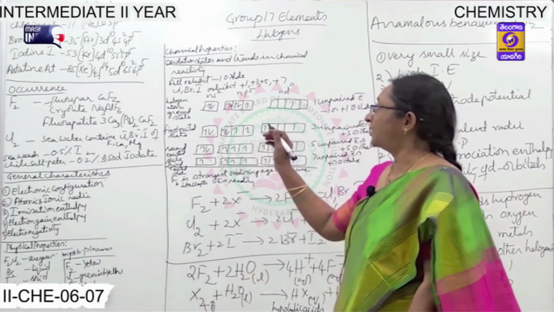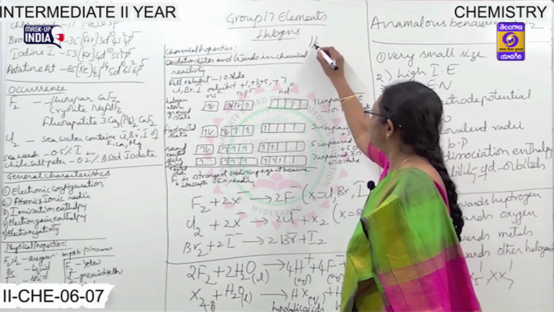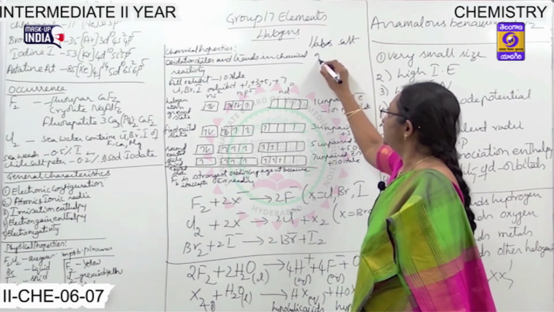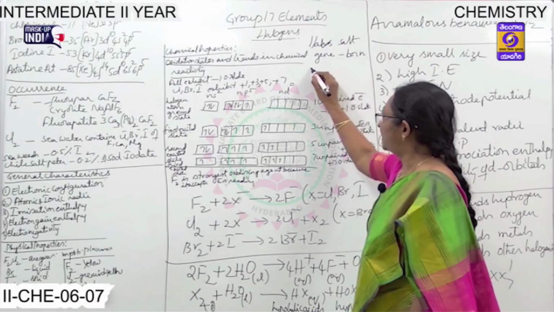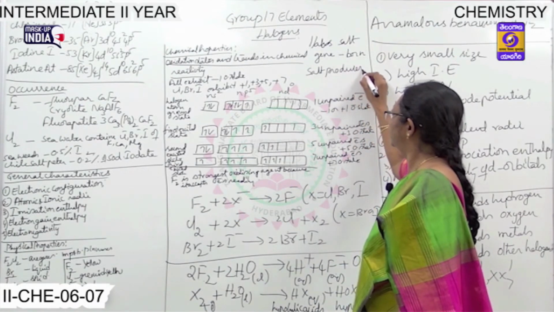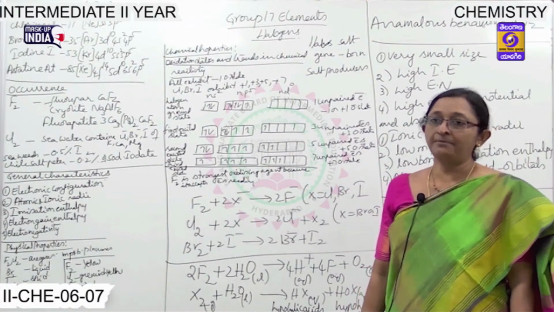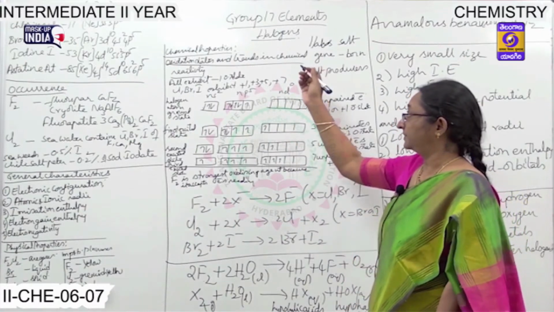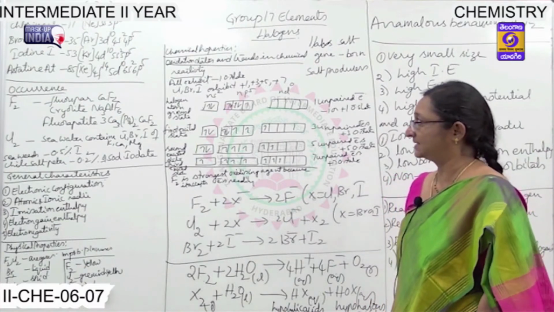elements. These are called halogens. In Greek, halos means salt, gene means bond. So these are salt producers. You must have seen common salt in our kitchen, sodium chloride. So the chloride comes from these halogens. Now, what are halogens?